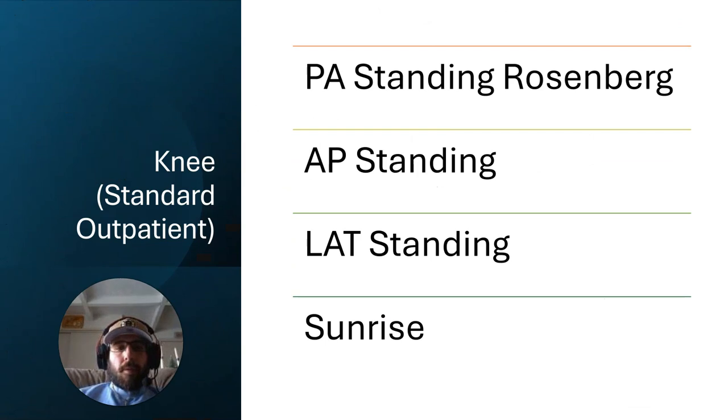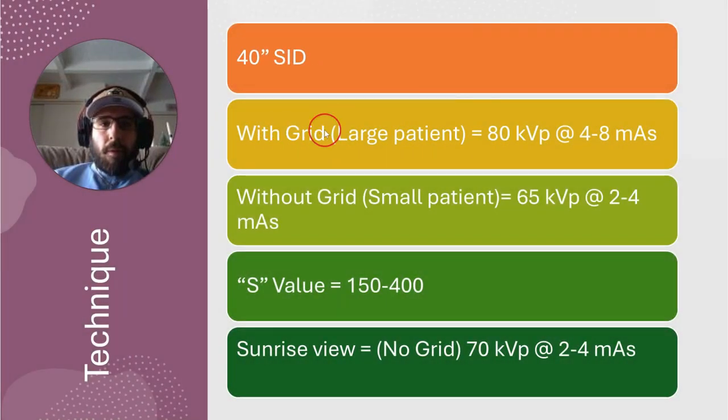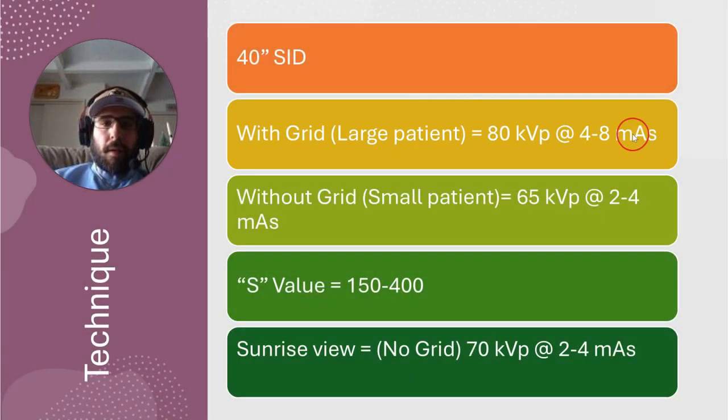Alright, moving on to the bee's knees, the cat's pajamas, the standard knee series: the PA standing Rosenberg, just AP standing, lateral standing, and a sunrise view. 40-inch SID with a grid for a larger patient. You're going to be using 80 kVp with something like 4 to 8 mass.